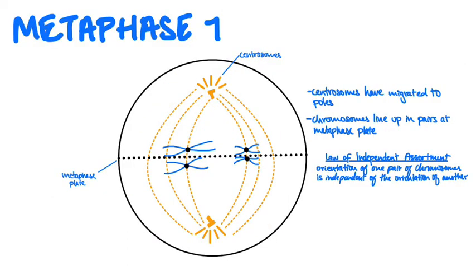During metaphase I, the spindle apparatus forms and the spindle fibers attach to chromosomes at the centromere. The microtubules that attach to the centromeres are called kinetochore microtubules, and the ones that don't are called non-kinetochore microtubules. The centrosomes have migrated to opposite poles, and the tetrads begin moving towards the metaphase plate and eventually line up. The law of independent assortment applies here and says that the orientation of one pair of chromosomes is independent of the orientation of another pair.